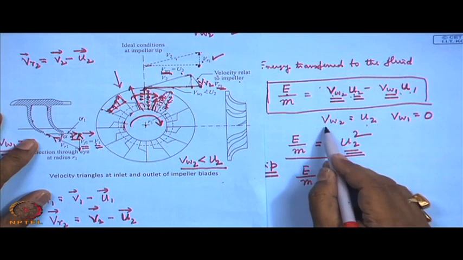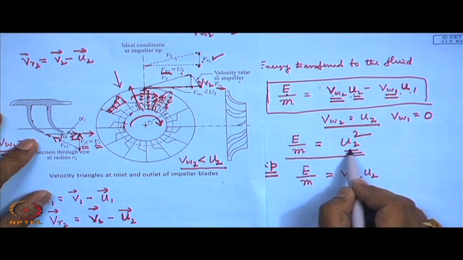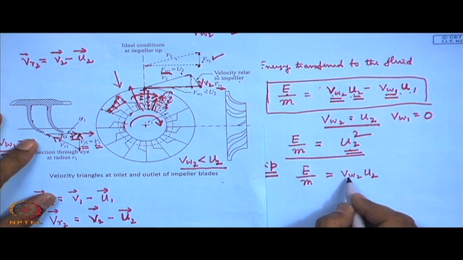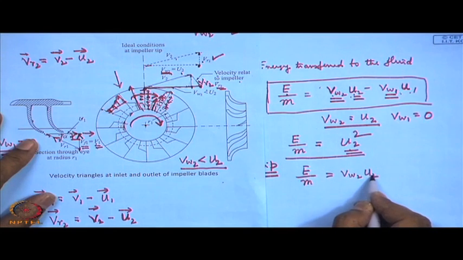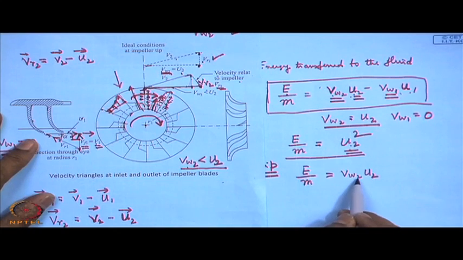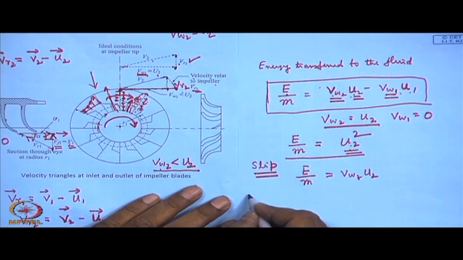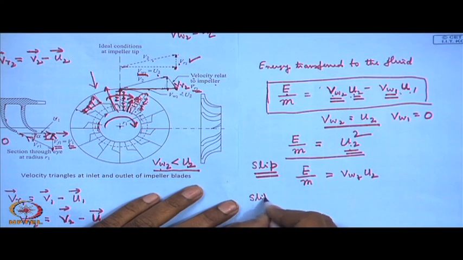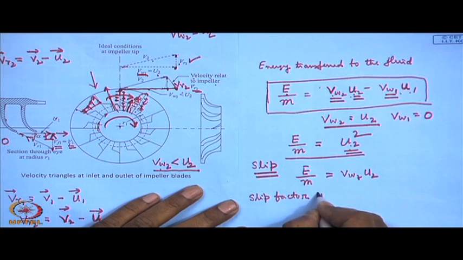Since VW2 equals U2, we wrote U2 square. But now if VW2 is not equal to U2, it will not be U2 square, and if VW2 is less than U2, then it will be less than U2 square. Here a terminology is defined, known as the slip factor, which is symbolized as sigma.